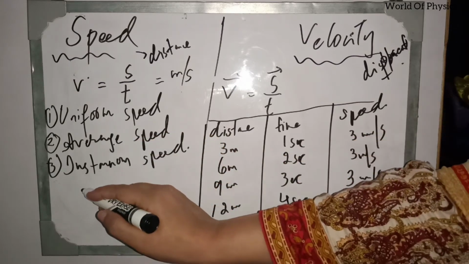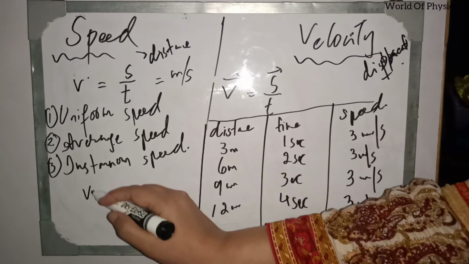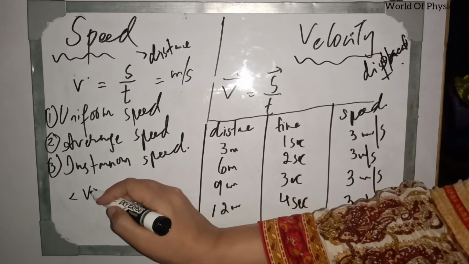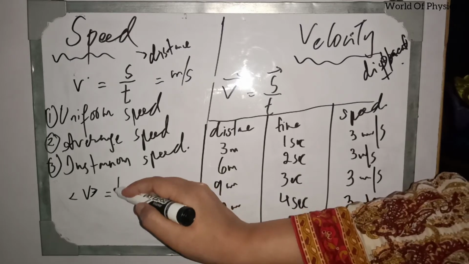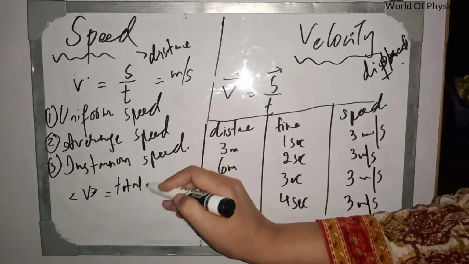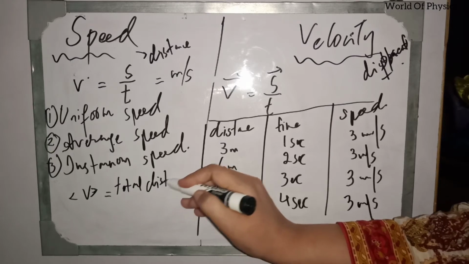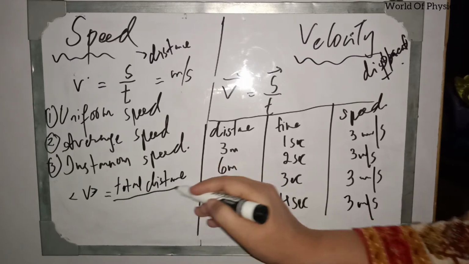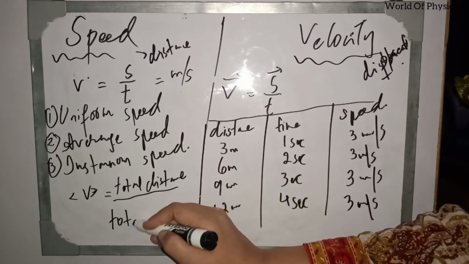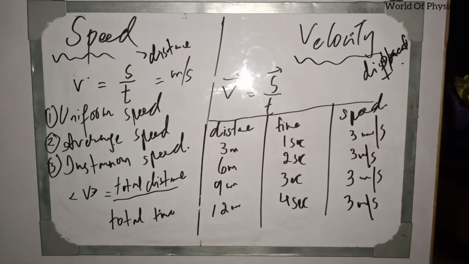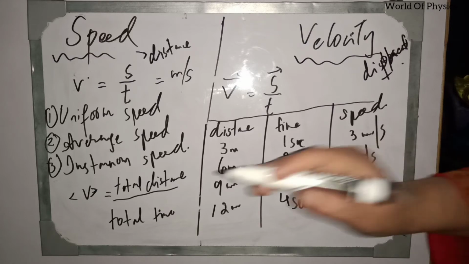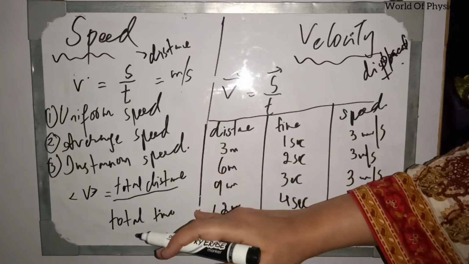The second term is average speed. Average speed is denoted by these triangular brackets. Average speed is defined as the total distance covered by a body divided by total time taken by the body. So total distance covered by the body divided by total time taken by the body, this is called average speed. For average speed, we take total distance divided by total time.